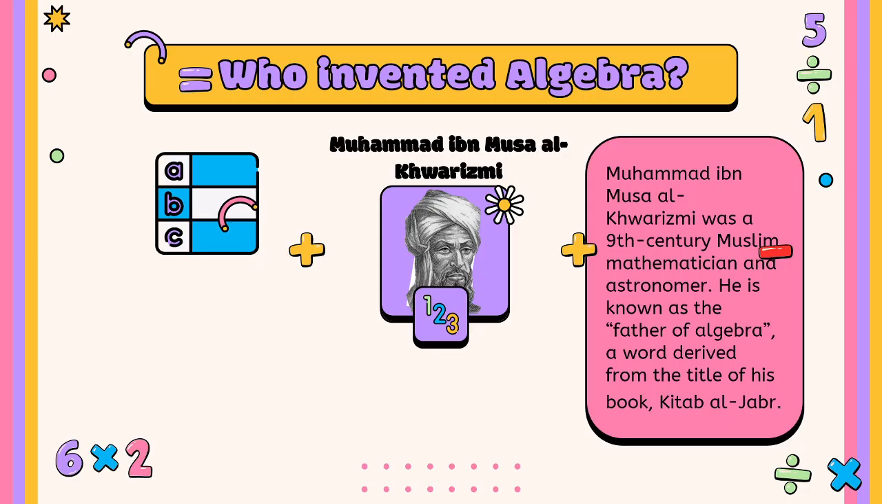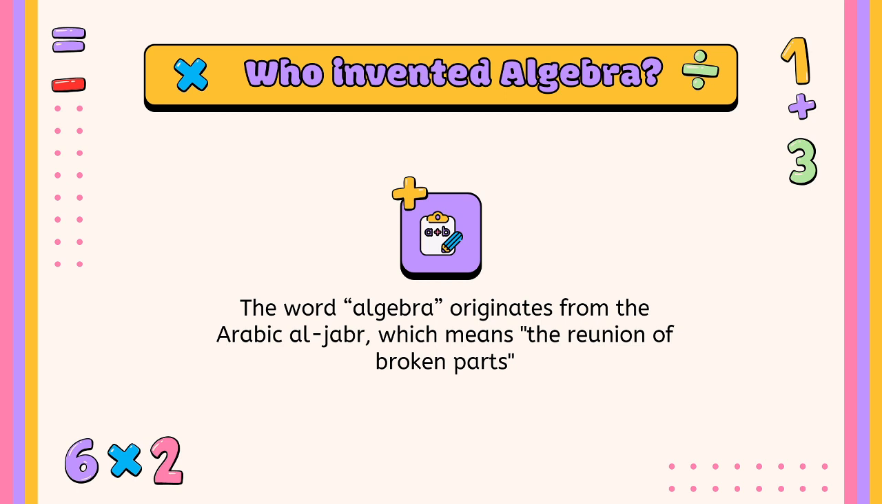So, next part, we're talking about who invented algebra. This guy, Muhammad ibn Musa al-Khwarizmi, was a 9th century Muslim mathematician and astronomer. He is known as the father of algebra, a word derived from the title of his book, Kitab al-Jabr. And the word algebra originates from the Arabic al-jabr, which means the reunion of broken parts.